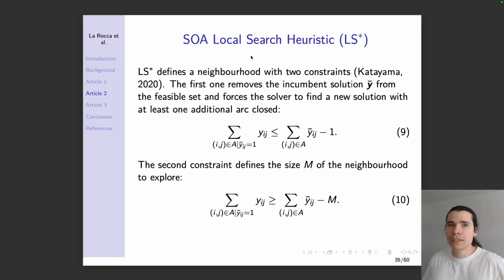Our method is based around the state-of-the-art local search heuristic, which we refer to as LS star. This method was developed by Katayama 2020, and in this research we reuse the same code as Katayama for our baseline. This heuristic has two main types of constraints. The first one forces the solver to close at least one arc, and the other one defines a neighborhood of size m.